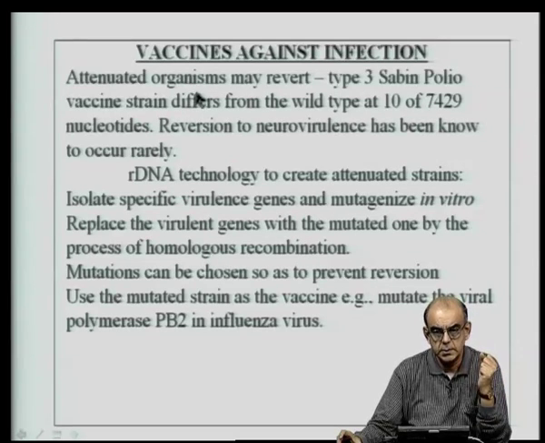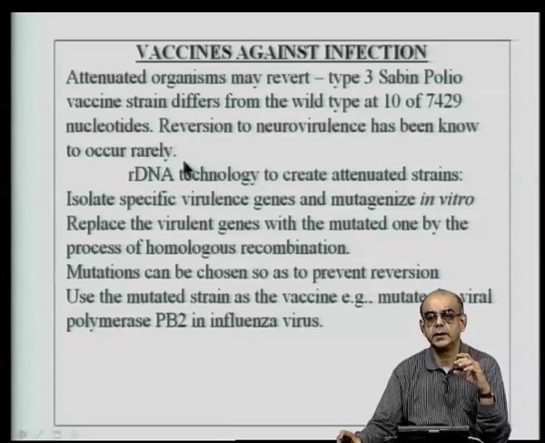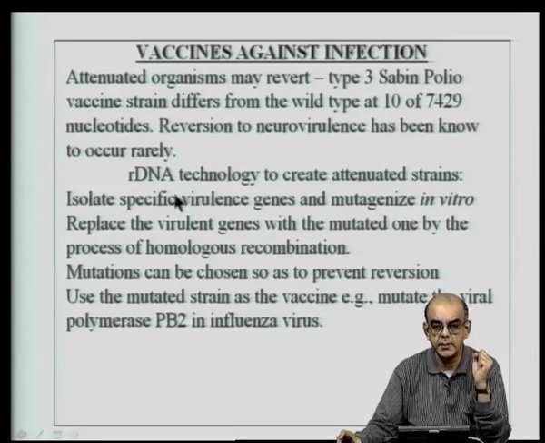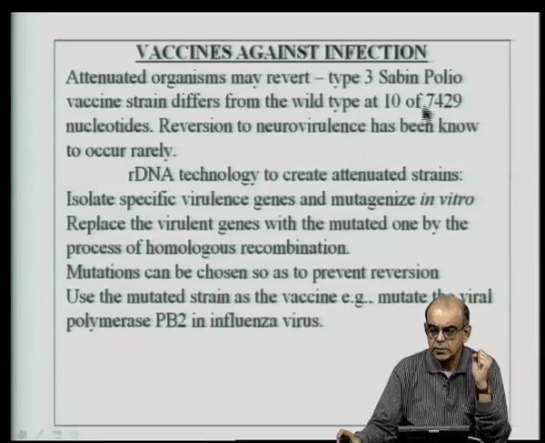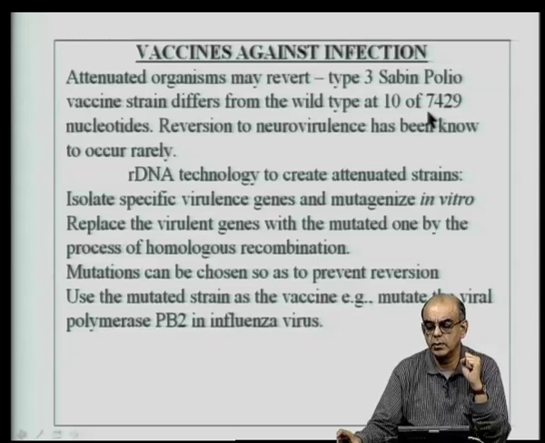Now, vaccines against infections, going into this a little further, attenuated organisms are prepared normally by passaging in different kinds of cells, and they can actually revert. In fact, this is one of the reasons why attenuated vectors using recombinant DNA techniques have been resorted to. So, for example, in type 3 Sabin polio vaccine, this strain differs from the wild type in 10 positions, or 10 nucleotides out of a total of 7,429 nucleotides, which means point mutations.